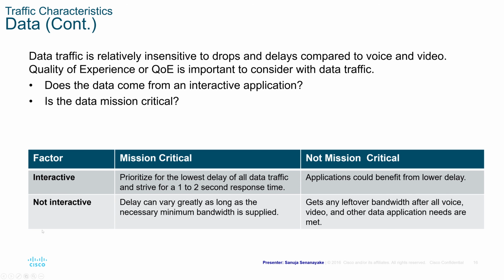So if the data that people are accessing is just a website like Sanuja.com, it's not interactive and it is not really mission critical at all. In that case, access to that website is going to get the leftover bandwidth after all voice, video, and other data application needs have been met. So that's how you look at interactive, non-interactive, mission critical and not mission critical in a QoS sense.